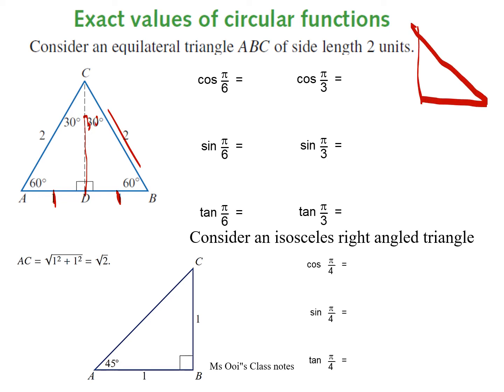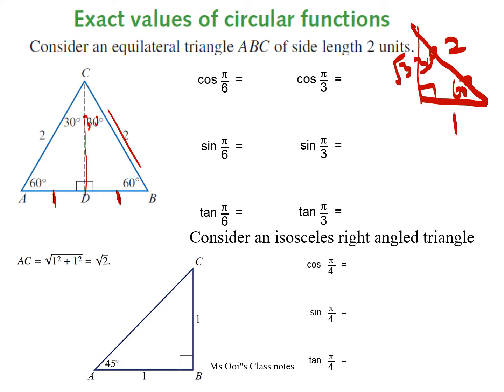We have 30, 60, and 90 here. The side across the 90 degree is 2, and that's 1, and that is root 3 using Pythagoras theorem. I want you to take note that the side opposite 30 degrees is the shortest, that's 1. So these are the 3 numbers that you've got to remember: 1, 2, and root 3. Root 3 is about 1.7. That's across 60, and the longest is 2 here, which is across 90 degrees.